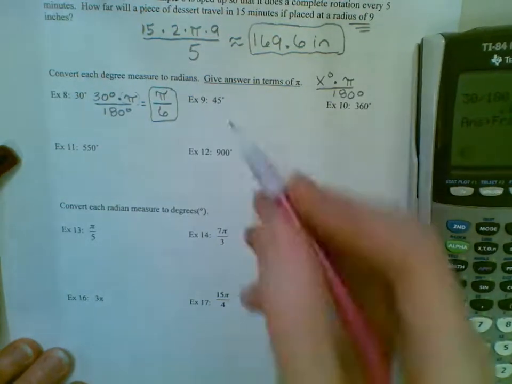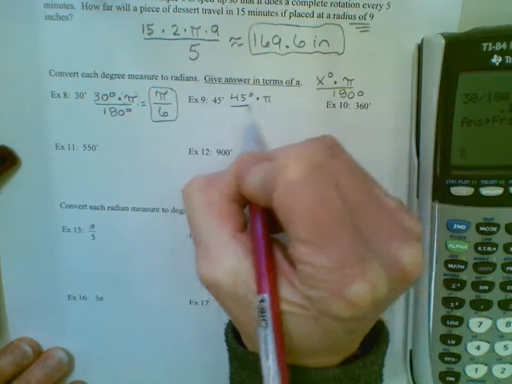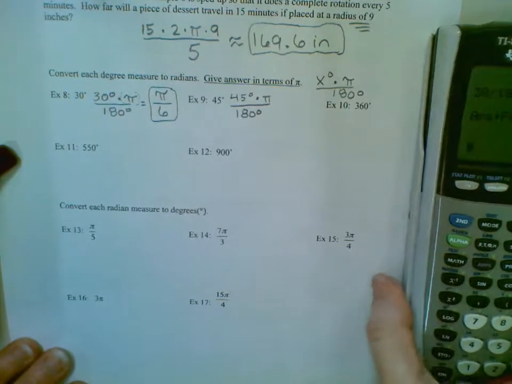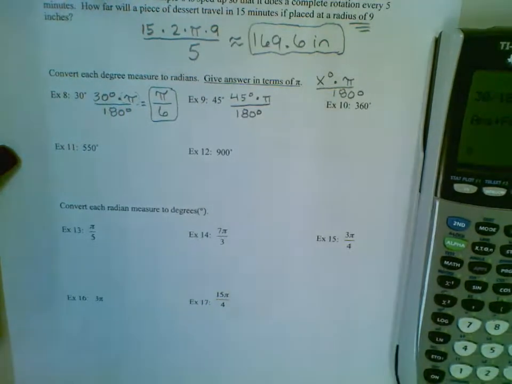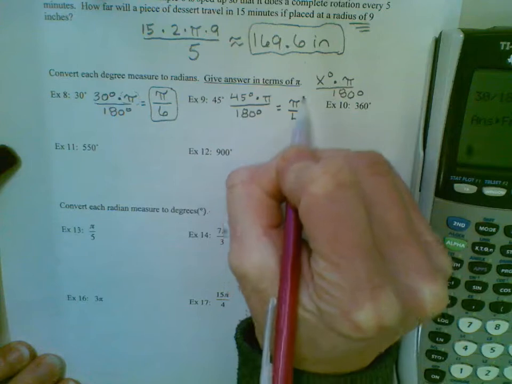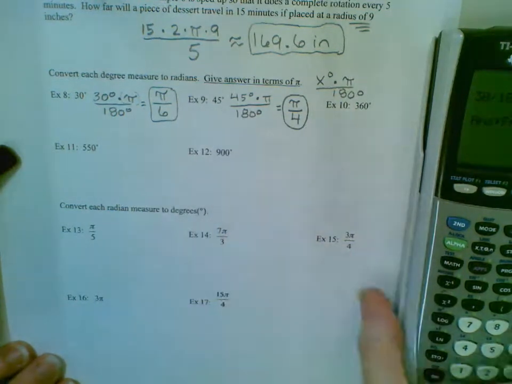Okay, so let's keep going. This one will be 45 degrees times pi over 180. Then if you reduce the 45 over 180, and then attach that to the pi, you get pi over 4. So you would get 1/4, and then you just have to attach your pi back onto it. So that's the equivalent radian measure to 45 degrees.